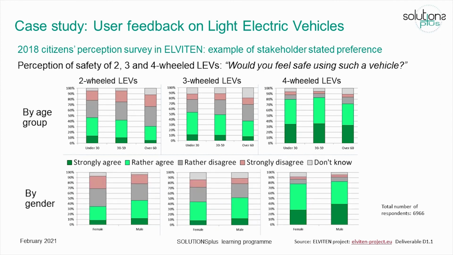Another result showed the perception of safety of different kinds of light electric vehicles, 2, 3 and 4 wheel vehicles, by age group, young, middle and older, and by gender, male and female. As you can see, there is not a major difference between the age groups and the genders, but you can see that the younger age groups and males considered vehicles a little bit more safe than females and older age groups.